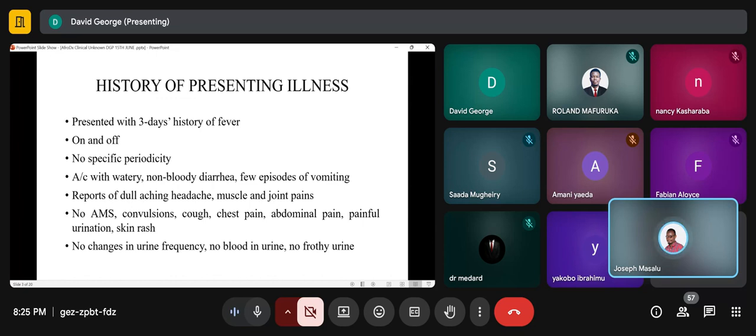But the localizing symptoms I'm seeing here, yes, the watery, non-bloody diarrhea, few episodes. So the patient is infected. The only localizing symptom I'm seeing here is the GI. So what's a GI infection of this patient? Diarrhea and fever, to me, this will be acute diarrhea. So acute GI infection, which we call gastroenteritis, I believe. And mostly it's usually viral.